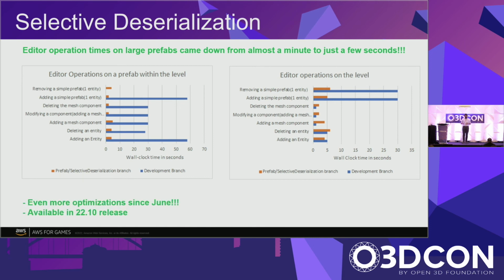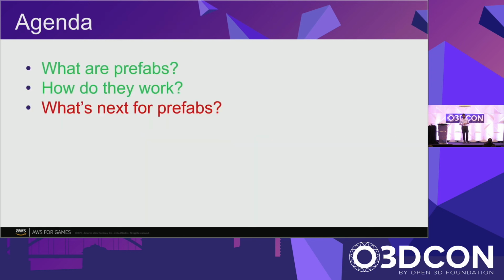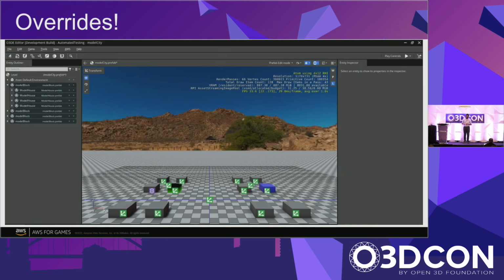And we did some more optimizations since June when this feature was launched. So the numbers that you're looking at on the screen there are not the latest ones, and in my expectation, are even faster. And this is actually available in the 22.10 release that we just launched a few days ago. So you can just get the latest from that release, and if you had a previous release, you can compare and see how fast things are. So we have covered selective deserialization, and next we'll be covering overrides, which also falls into what's next for prefabs, which is really exciting.